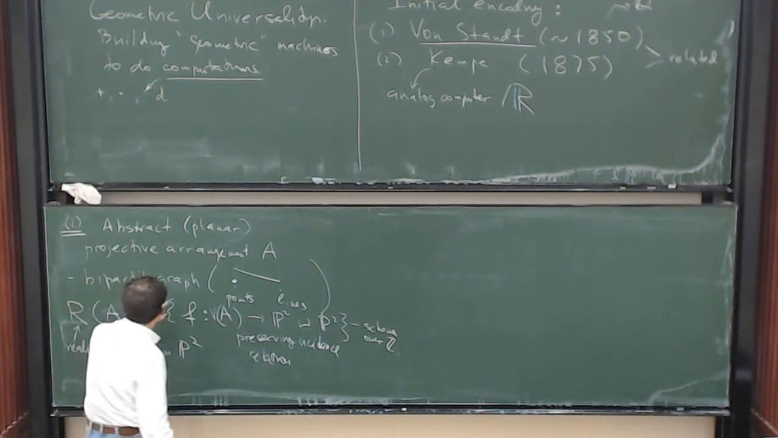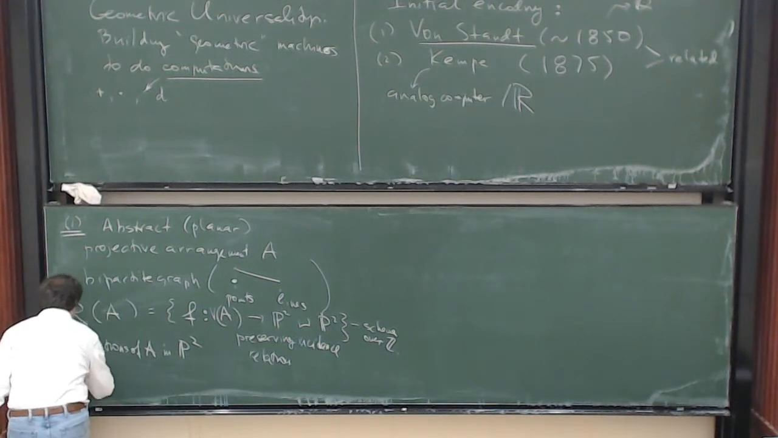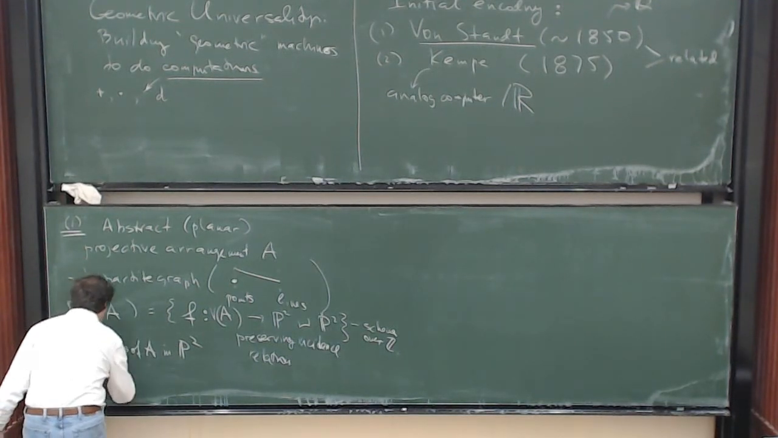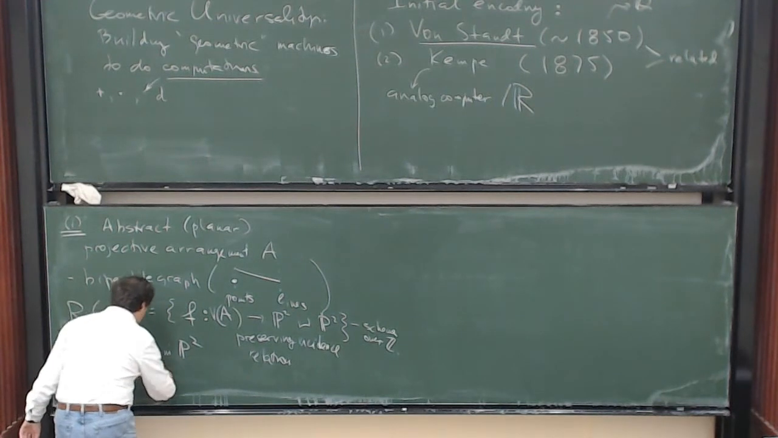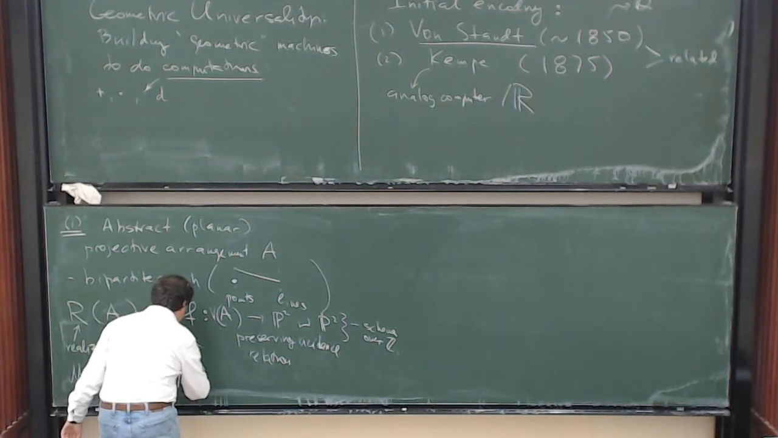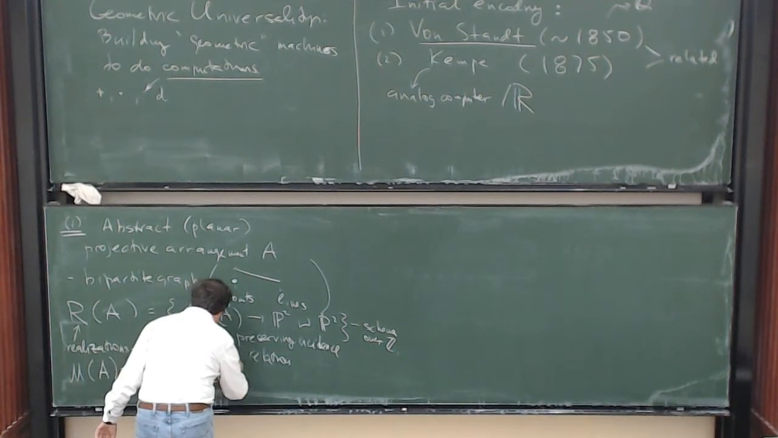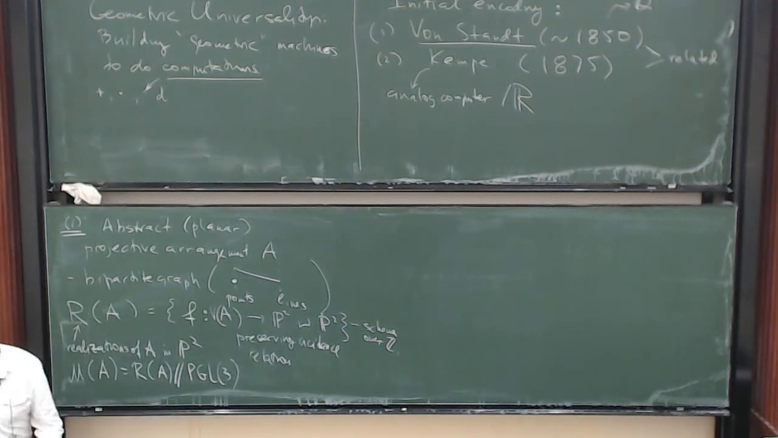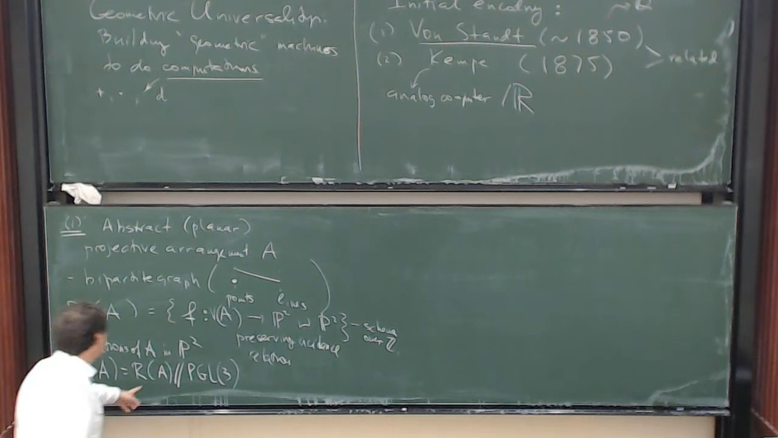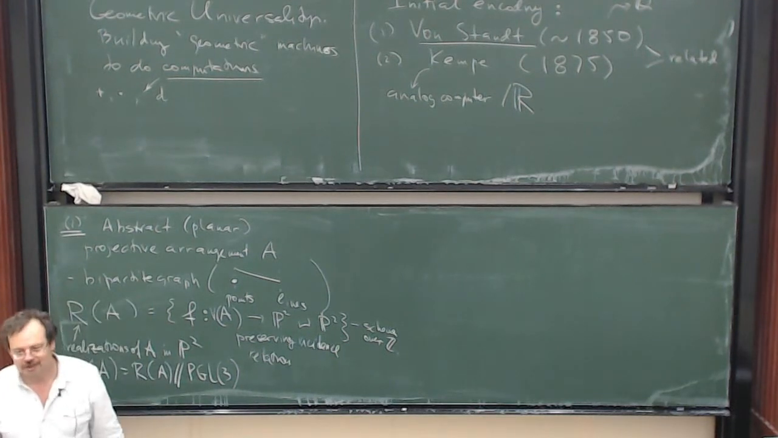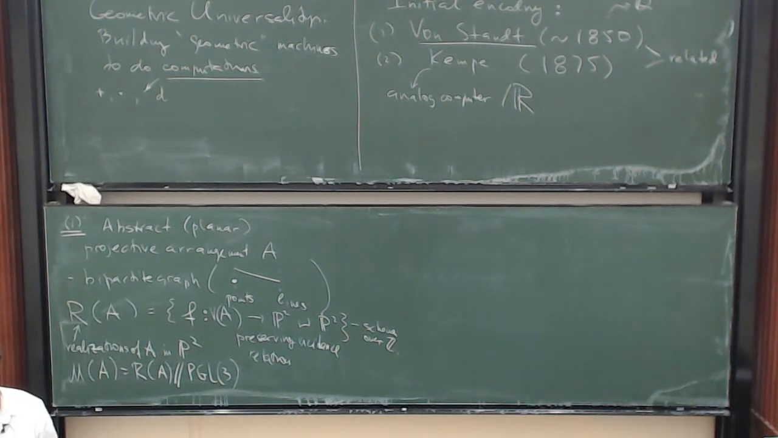The space of realizations, and then one can also form the quotient, the moduli space. M of A is R of A modulo PGL 3. If you have a projective transformation, of course, it preserves all the incidence relations. So applying a projective transformation doesn't really change the realization too much. This double bar means you have to make a smart quotient, and I will not talk about how you make quotients.